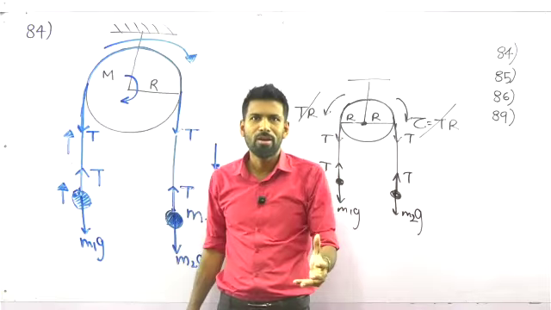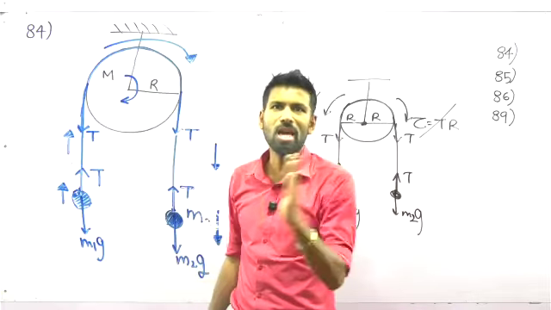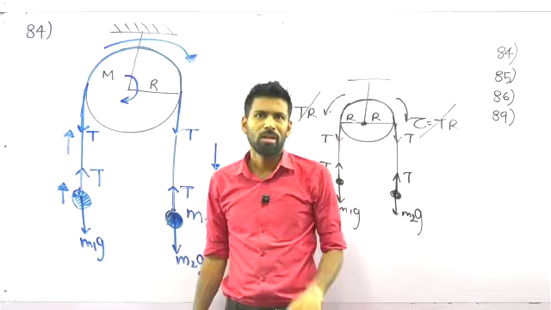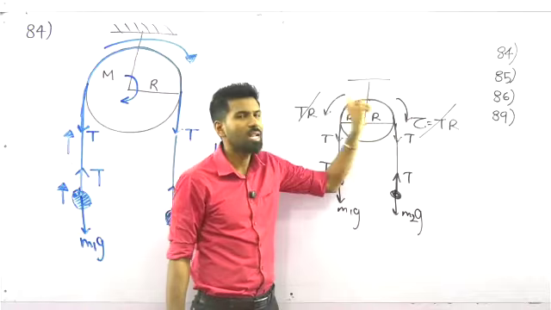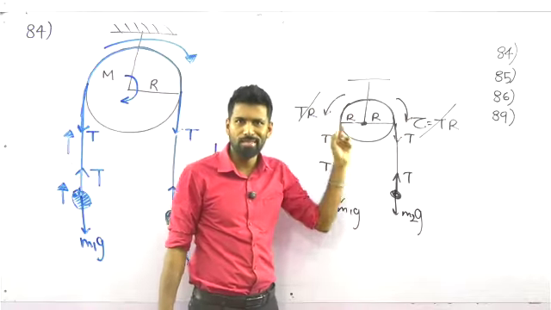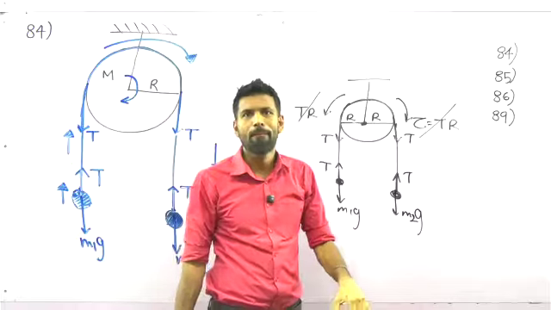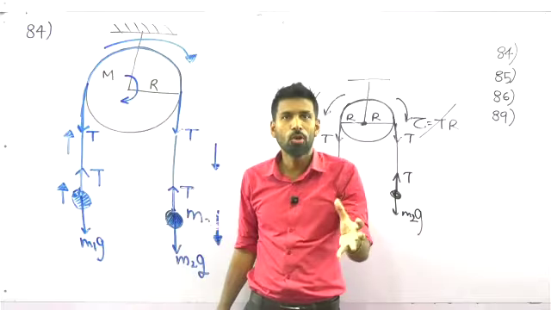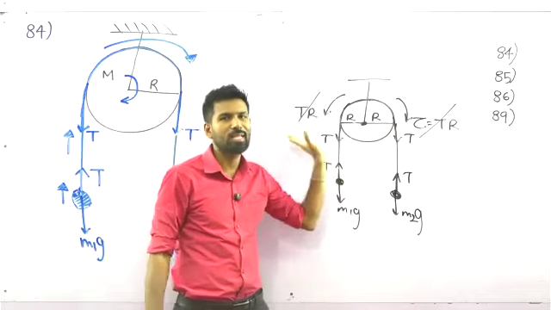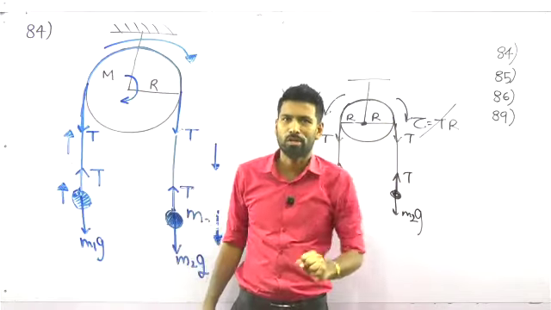So what did we do? We assumed that the tensions are equal on both sides. If the tensions are equal on both sides, what happens? The moments will cancel out. When the moments cancel out, the rotation is not considered. Rotation need not be considered. The moments are cancelling the rotation.